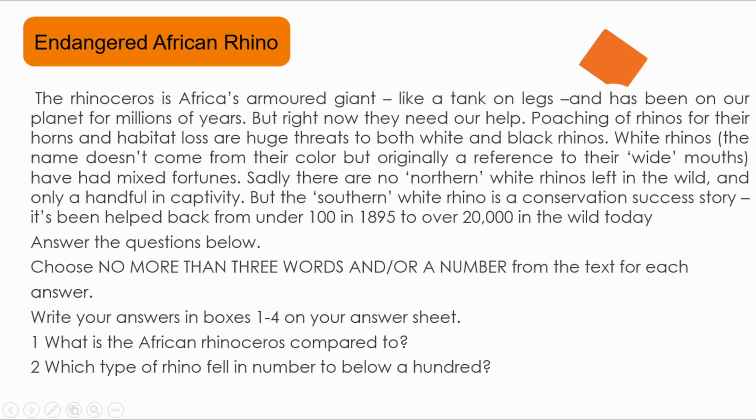There is a passage on the endangered African rhino. You can read the passage and then below that there is a question which is asking you to choose no more than 3 words or a number from the text for each answer. So what you need to do is choose no more than 3 words or a number. Write your answers in the answer sheet. So once you finish reading the passage, then you can read the questions and write the answers.